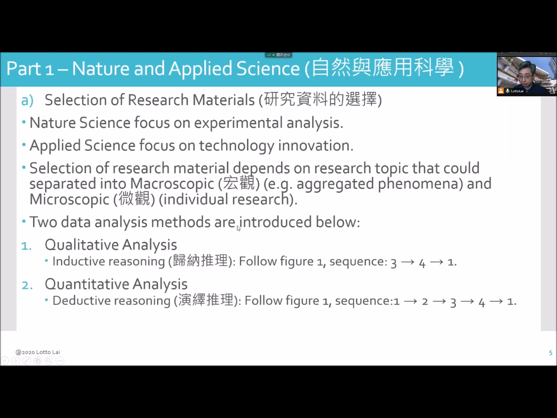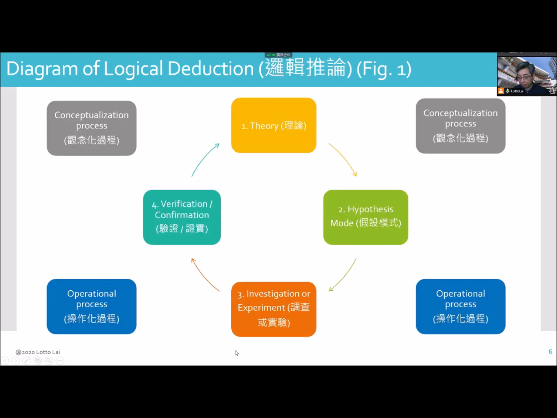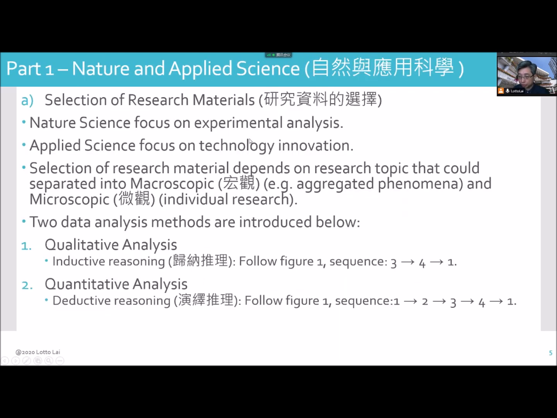However, in inductive reasoning, we start from free investigation and experiment, or observation, which is operation processing, and verify your data and information, and propose the theory. From operation processing, go to conceptualization processing, and come back. So that is the main difference.